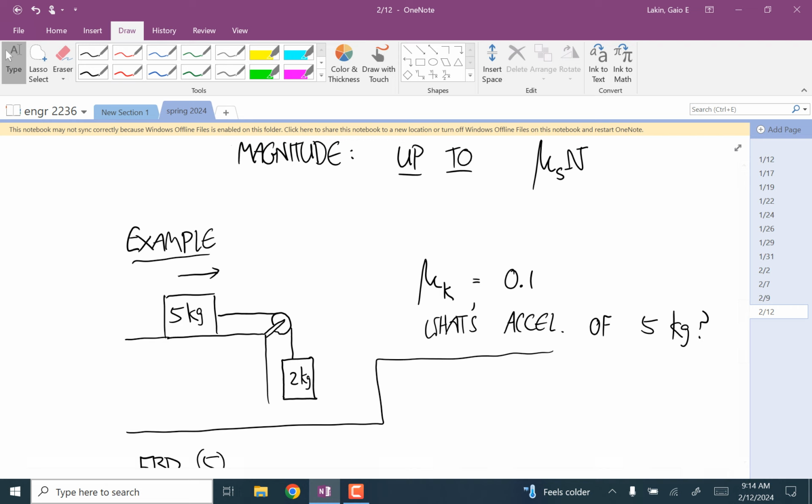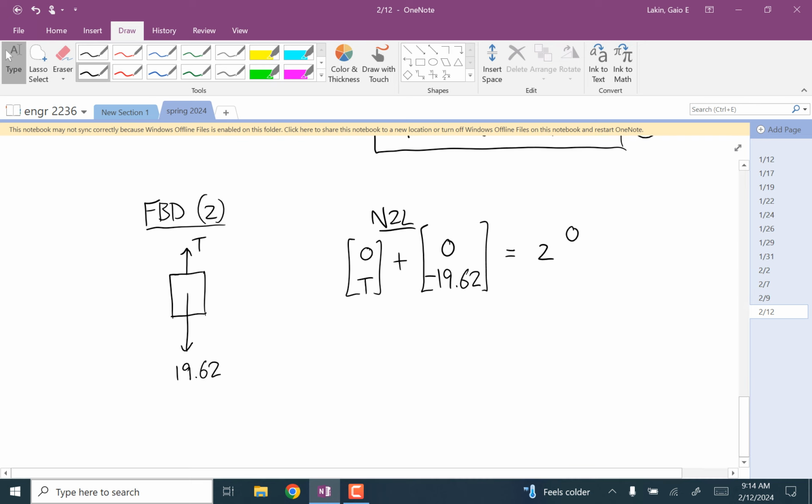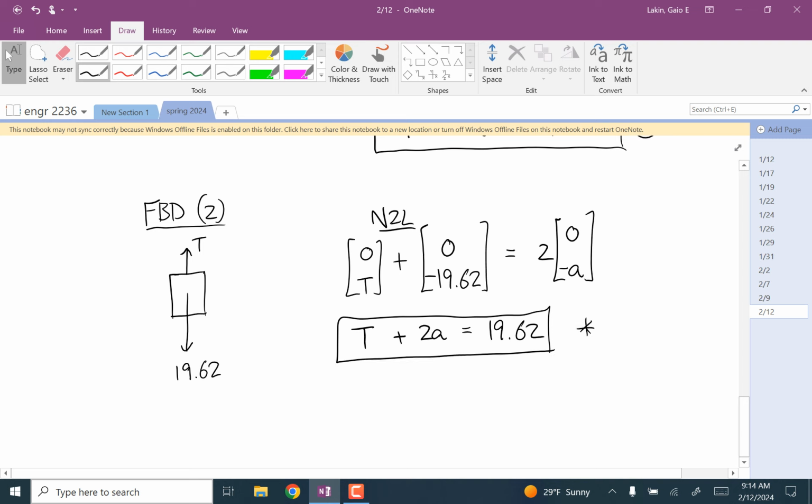So think about the 1 inch thing. If we move our first body an inch in its positive direction, where does the 2 kilogram go? Down. So that's the negative y. So we're going to write this as 0, negative a. And we get this equation out that says T plus 2a is equal to 19.62. And those are our 2 equations.